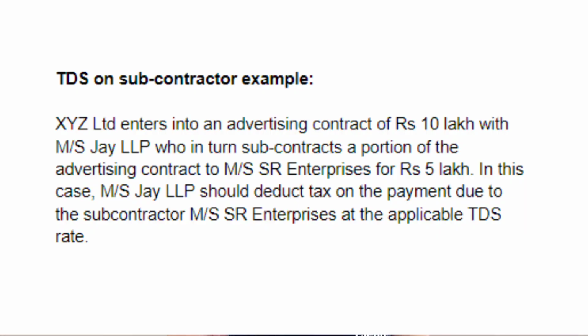Section 194C also applies to subcontractors. That is where the main contractor subcontracts a portion of the contract or the entire contract to another subcontractor. So let us understand the subcontracting arrangement using an example. XYZ Limited enters into an advertising contract of Rs 10 lakh with Messrs. J LLP, who in turn subcontracts a portion of the advertising contract to Messrs. SR Enterprises for Rs 5 lakh. The value of the subcontract is Rs 5 lakh here.